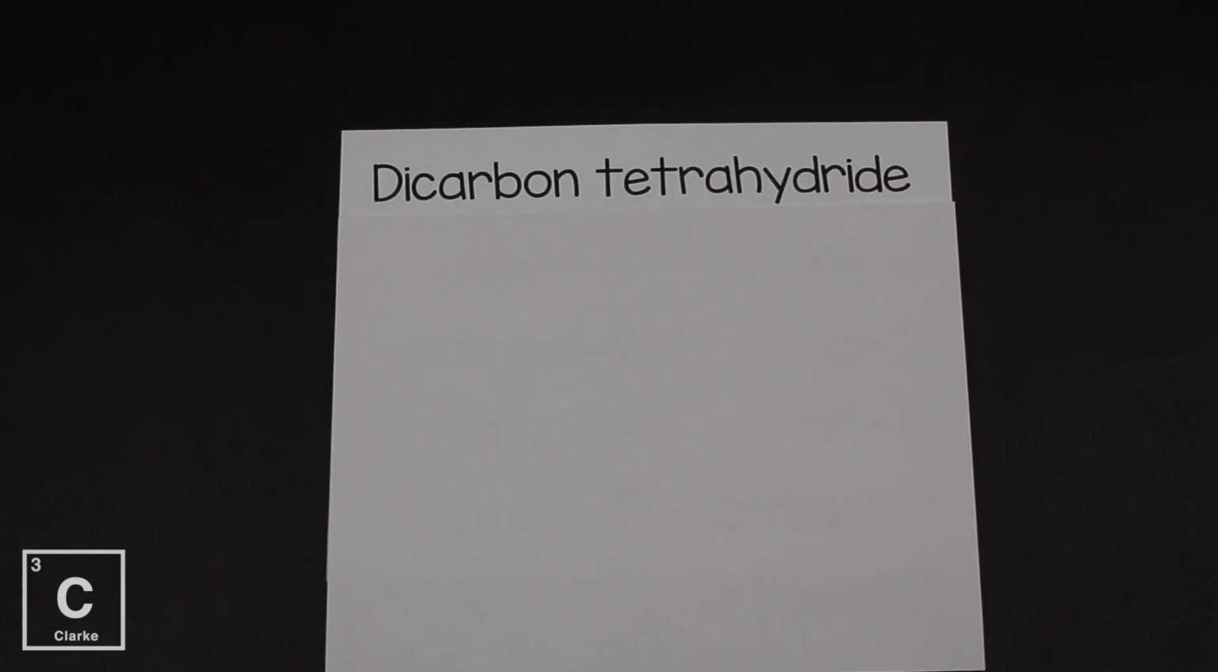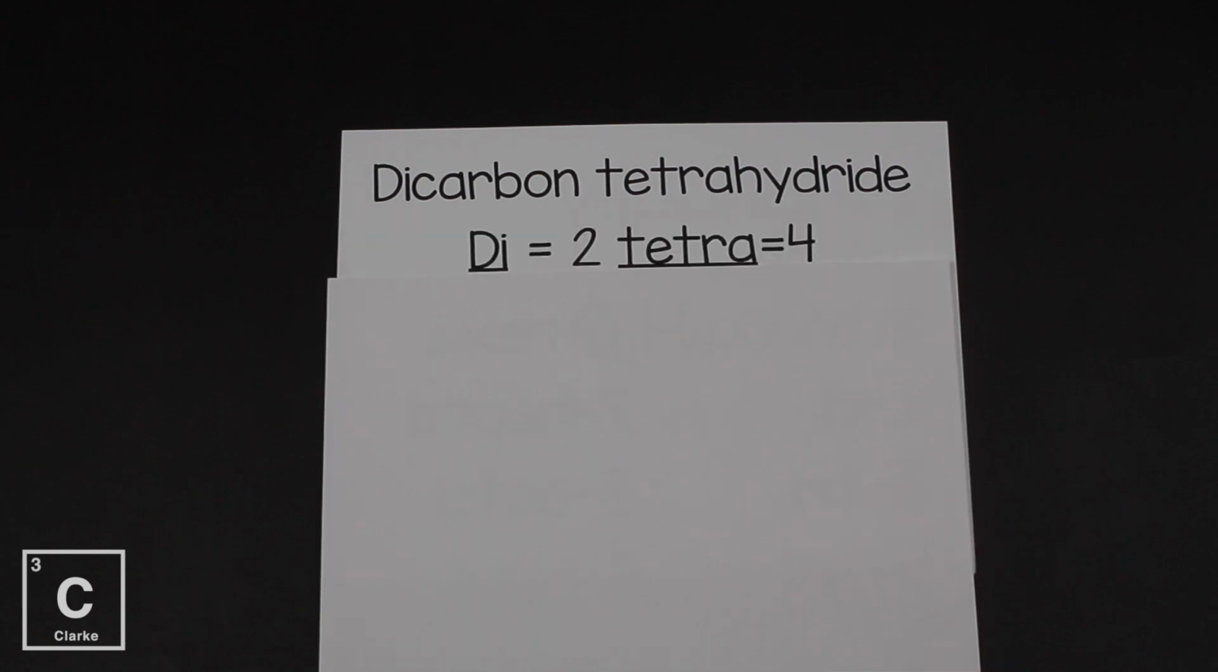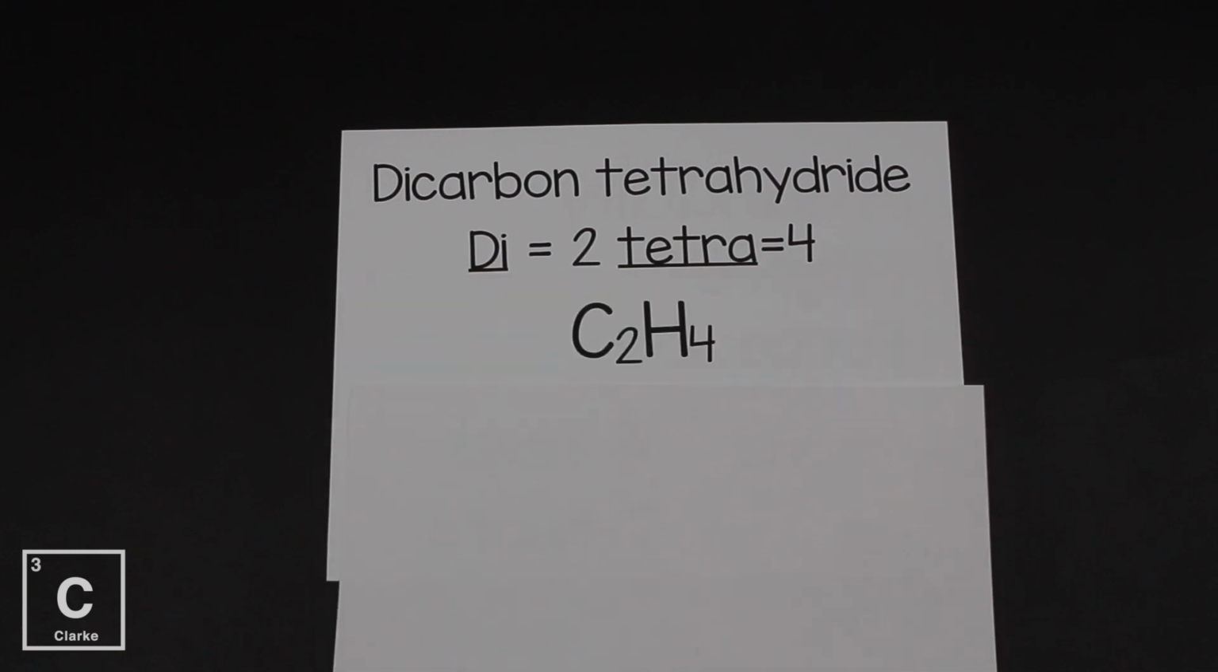Here's our first example. Dicarbon tetrahydride. And let's remember that di means 2, tetra means 4, and so this compound would be C2H4, hydride.